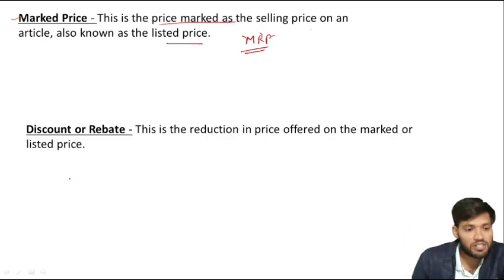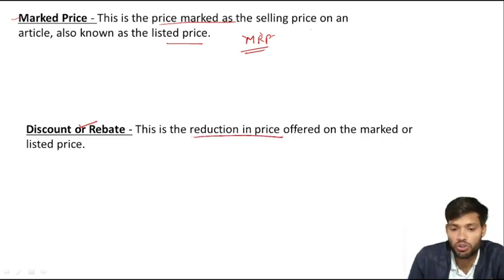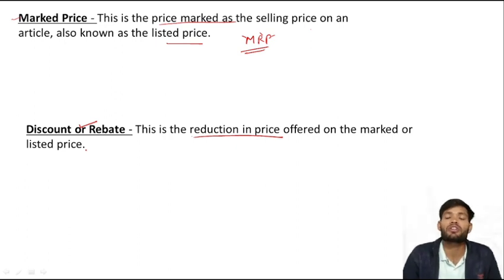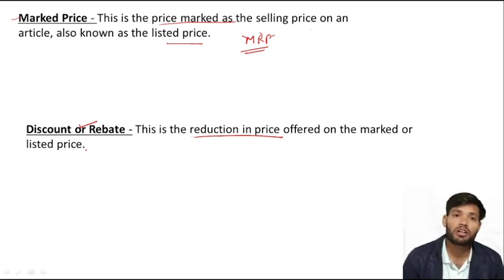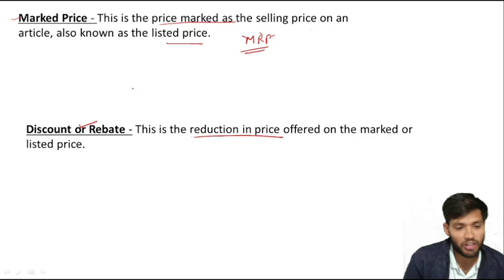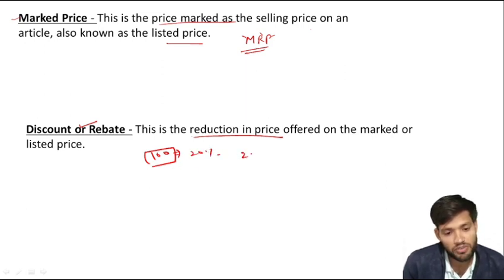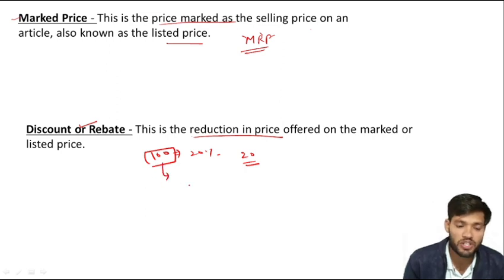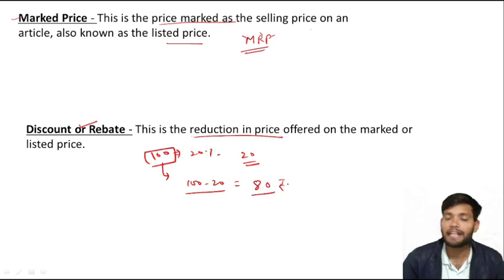Now, what is discount or rebate? You know, discount, rebate or chhoot batta, etc. This is the reduction in price offered on the marked price. When a shopkeeper or businessman gives a discount, it will be calculated on the marked price. That means if an article is of 100 rupees and he offers us a 20% discount, then 20% of 100 means 20 rupees will be the discount. So the final selling price will become 100 minus 20 rupees discount, so the selling price will become 80 rupees.